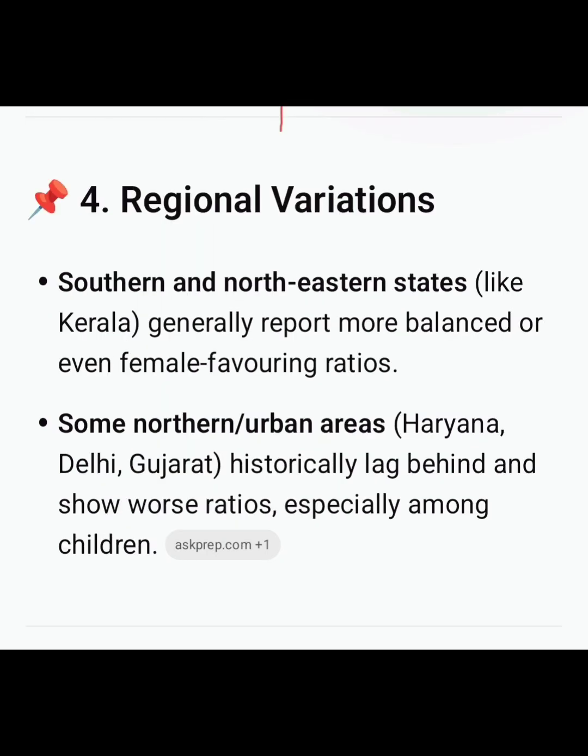Regional variation. Southern and northeastern states like Kerala generally report more balanced or even female-favoring ratios, and some northern areas like Haryana, Delhi and Gujarat have historically lagged behind and show worse ratios, especially among children. This is about the regional variation among southern, northeastern states and some of the northern areas.